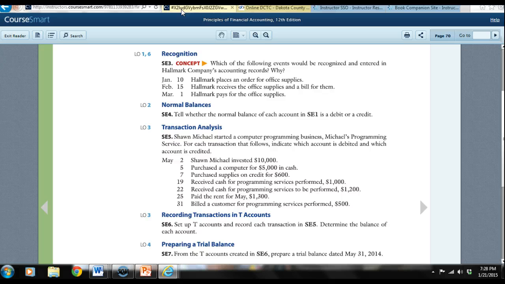Next, received cash for programming services to be performed, $1,200. Okay, guys, we haven't done the work yet. It's a liability. So what happens? We received money. Cash, what happens to cash? It's an asset and it's going up, which means you debit it. But what else are we going to do over here on the credit side? Credit liabilities, and that brings that up also. Unearned revenue. Okay?